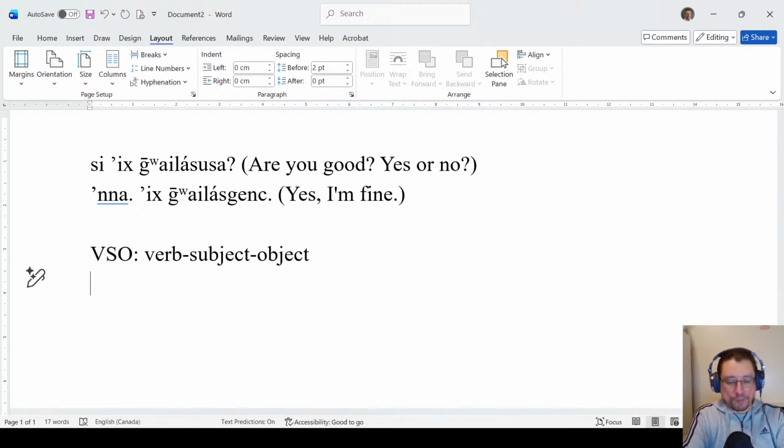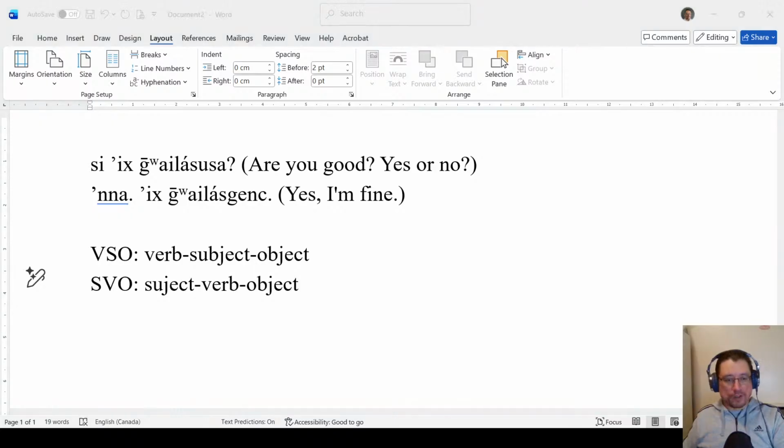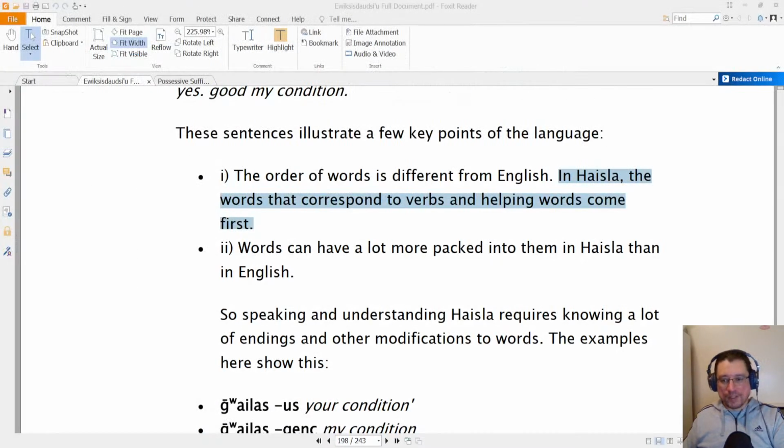And this is very different from English, which is SVO, which is subject, verb, object. So this is a big difference between isla and English. That's something else that is really going to help you in your understanding when you're learning isla, because if you come into learning isla expecting it to work the way English does, you're going to be confused because we're seeing a big difference right away in the word structure.